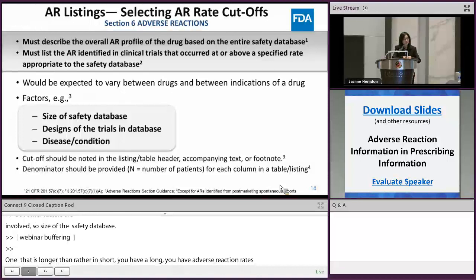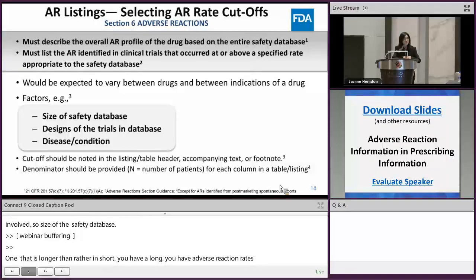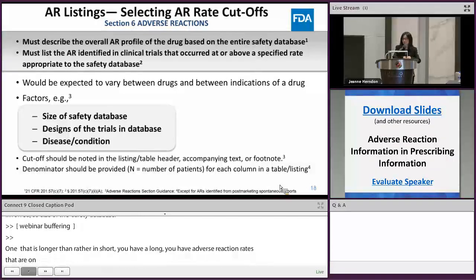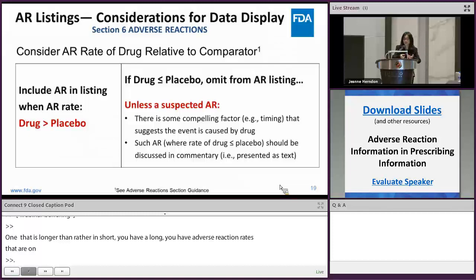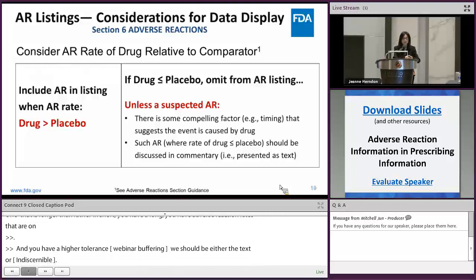Whatever cutoff you select, it should be clearly noted in the labeling. It should be either in the text or as a header for the table or the listing, or as a footnote to the table. And provide the denominators for everyone to know what the size of that database or grouping was. Okay, so as we mentioned, how the drug's adverse reaction rate is compared to the comparator is one consideration.